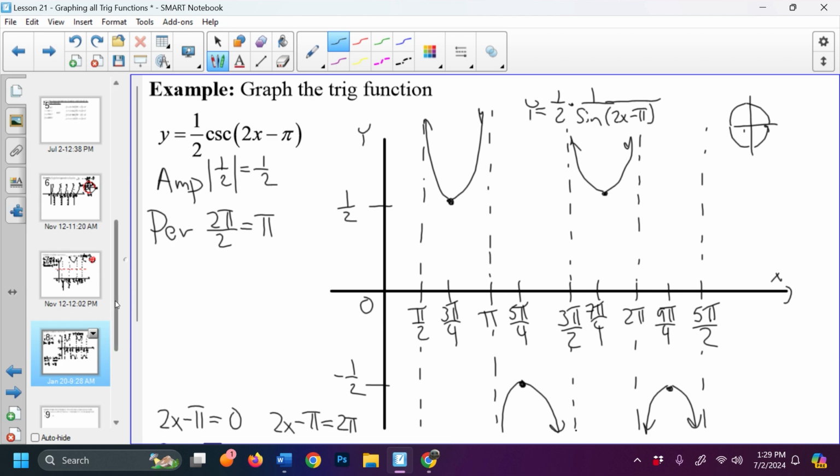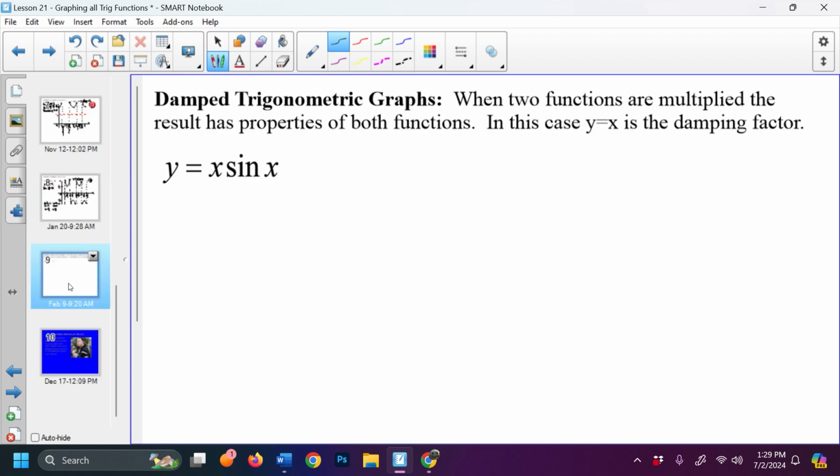All right, last example is a damped trigonometric function. Now we're not going to spend a bunch of time on this, but when two functions are multiplied, the result has properties of both functions. In this case, the function y equals x is the dampening function. And so when you think about graphing this, you want to think about graphing these in two parts.